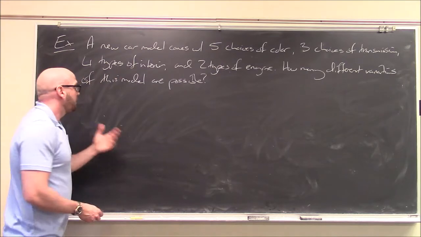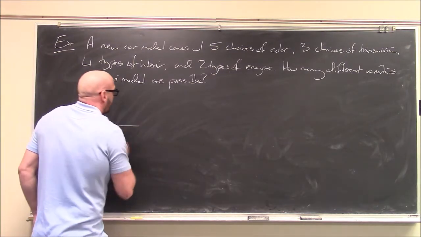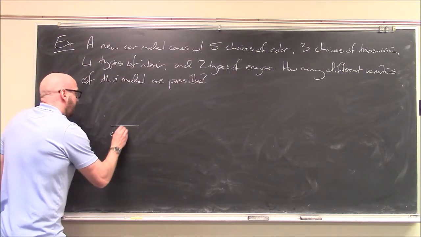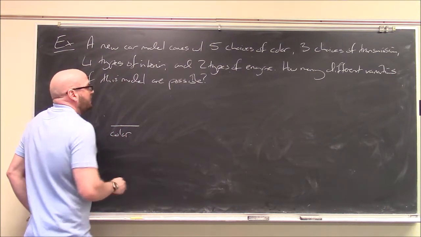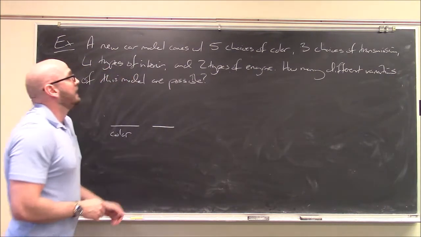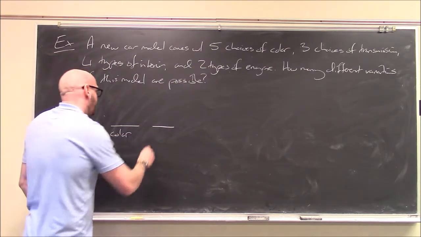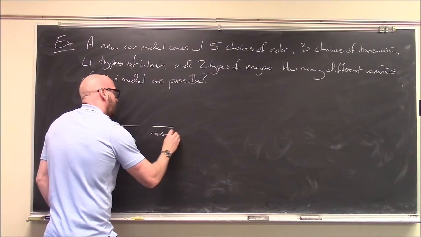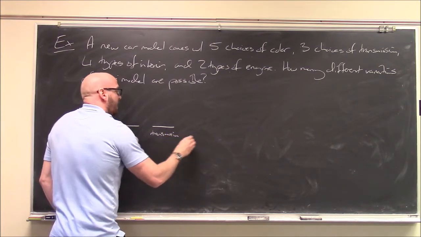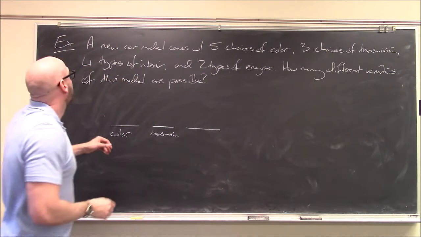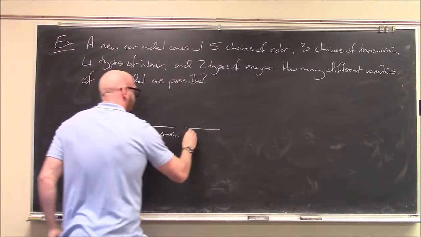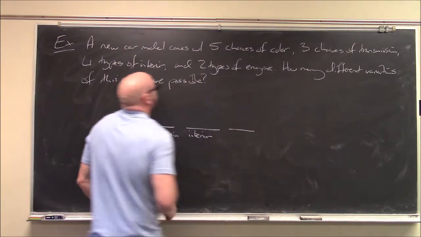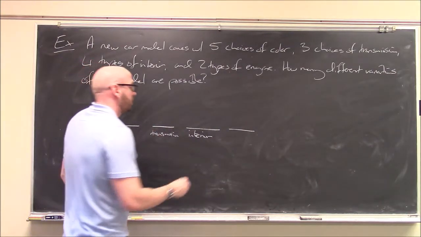So I've essentially got 4 different events, right? My first event is I'm choosing the color. So I choose my color. My second event is I come in and I choose my transmission. My third event is I come in and I choose my interior. And lastly, my fourth event is I choose my engine.